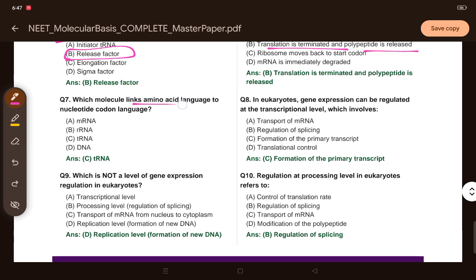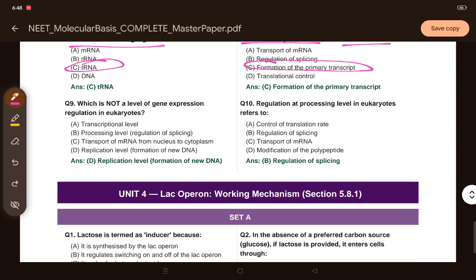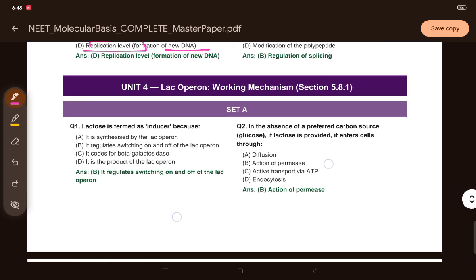Which molecule links amino acid language to nucleotide codon language? That is tRNA. In eukaryotes, gene expression can be regulated at the transcription level, which involves formation of the primary transcript. Which is not a level of gene expression in eukaryotes? Replication level, formation of new DNA. Regulation at the processing level in eukaryotes refers to regulation of splicing.